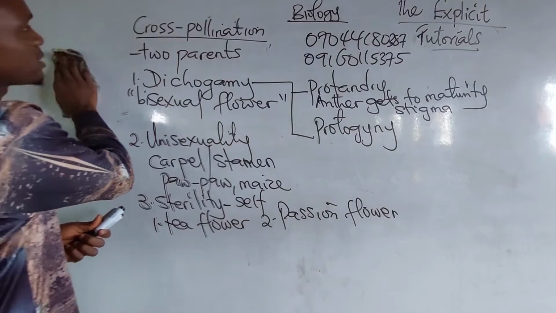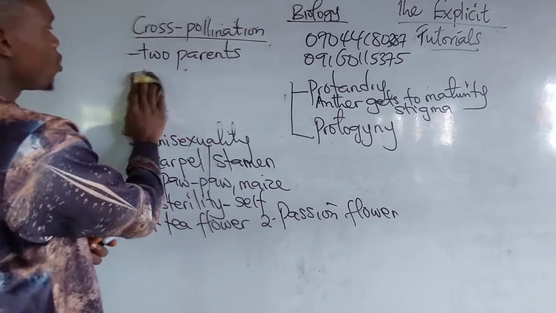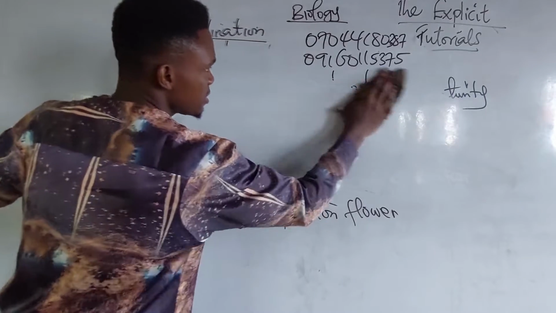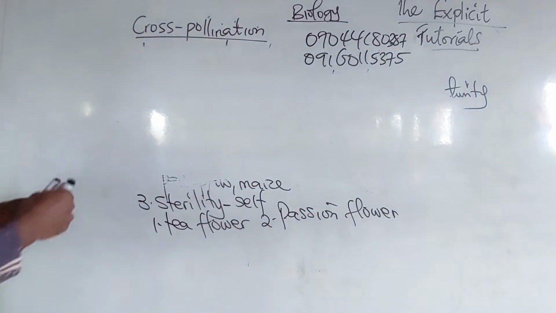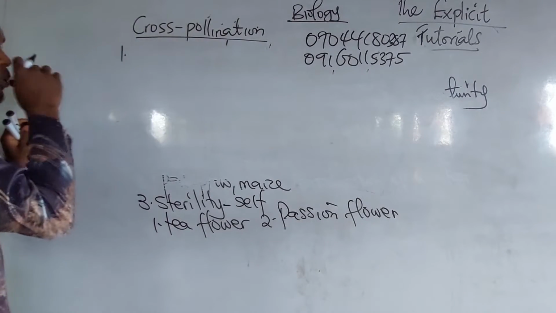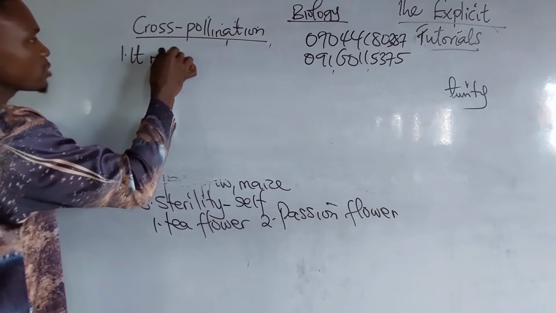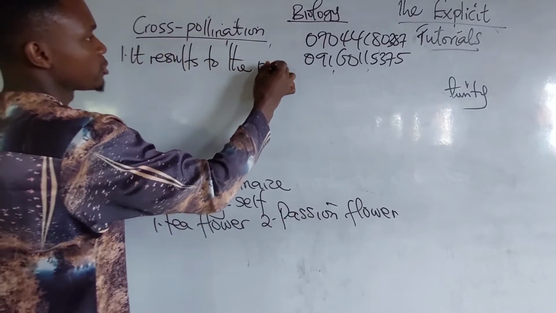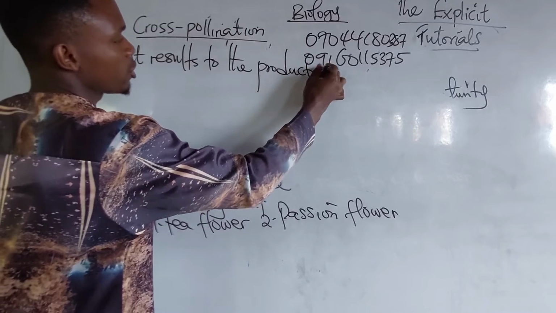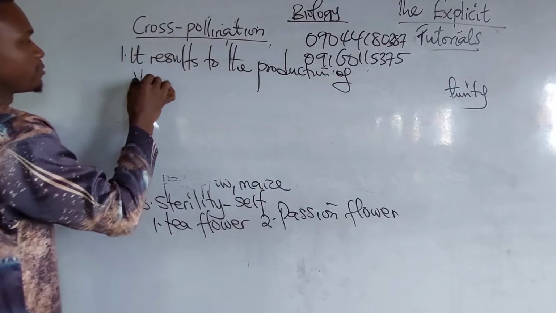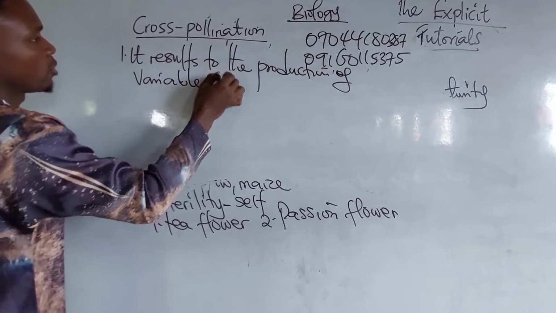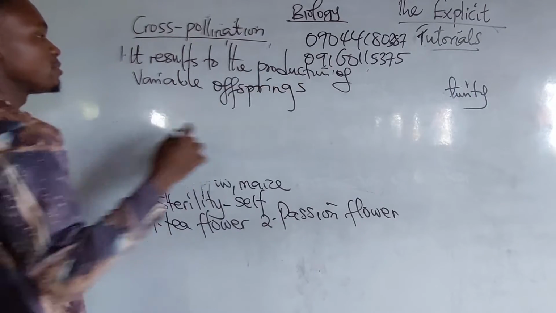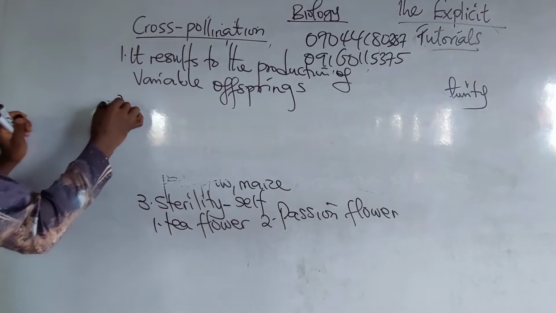Now, what are the advantages of cross-pollination? Since they say two good heads are better than one, it results in the production of variable offsprings. Since it involves two parents, variable offsprings are produced.